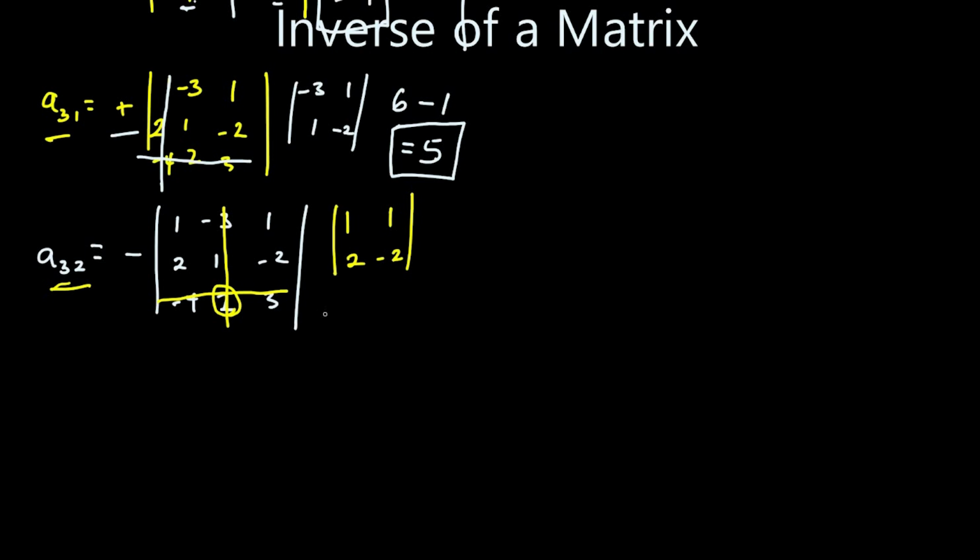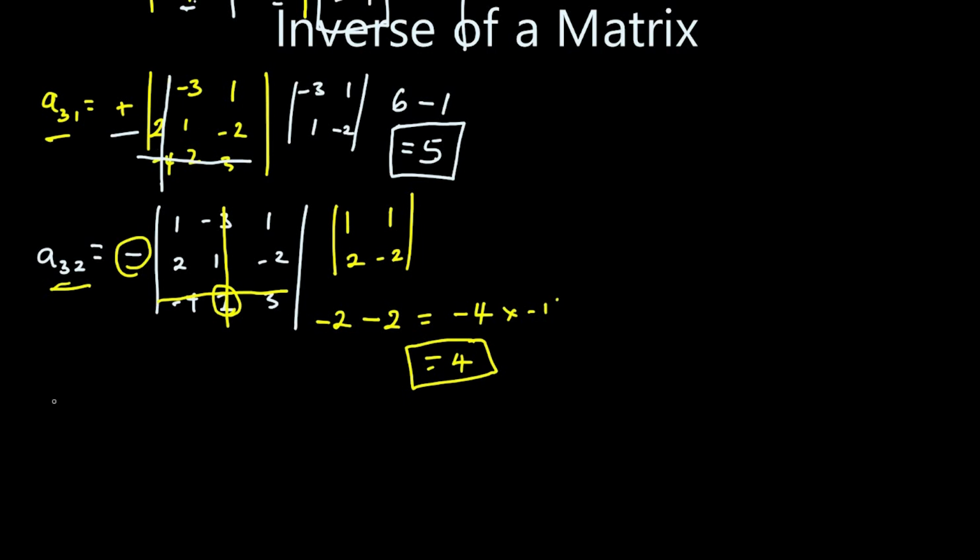And 1 times minus 2 is minus 2. Minus 2 times 1 is minus 2. So minus 2 minus 2 is minus 4. And the sign here is negative. So we multiply by a negative 1 so that we have a positive 4. And this is the value that we are going to have for the element in A32.